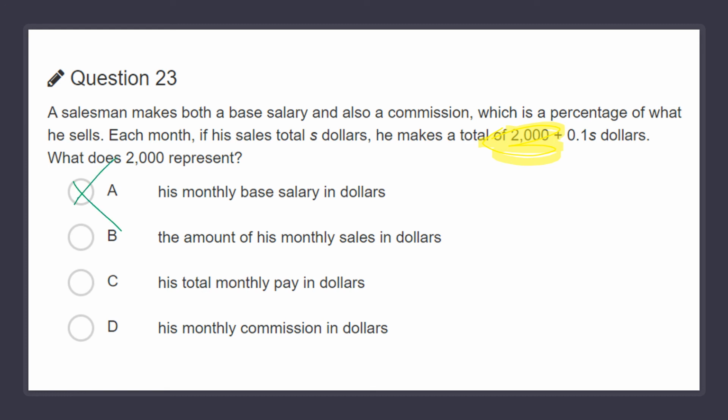The 0.1 is going to represent his commission percentage. So 0.1 is actually 10%. And then S is the amount of sales. So he gets 10% of his sales plus his base salary of $2,000. His total commission would be the 0.1 S.